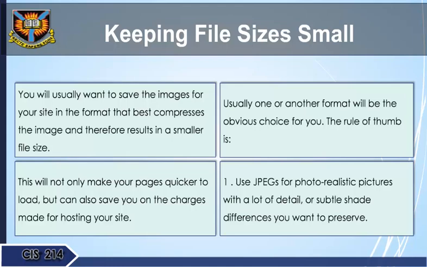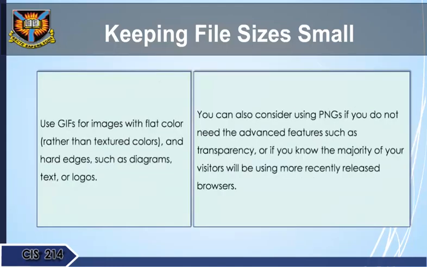The rule of thumb is: 1. Use JPEGs for photorealistic pictures with a lot of detail or subtle shade differences you want to preserve. 2. Use GIFs for images with flat color rather than textured color, and hard edges such as diagrams, text, or logos. You can also consider using PNGs if you do not need the advanced features such as transparency, or if you know the majority of your visitors will be using more recently released browsers.